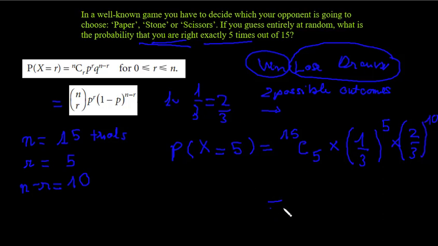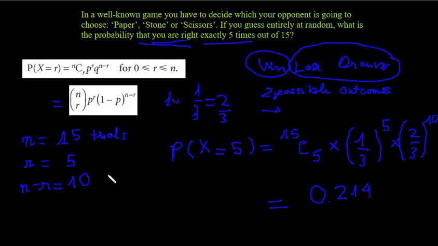We can use our calculator to calculate our probability. Here is 0.214, which is our probability of getting exactly 5 times out of 15. So now let me take another question.